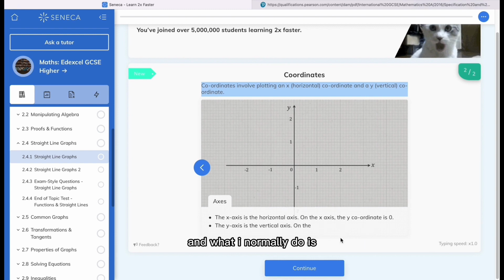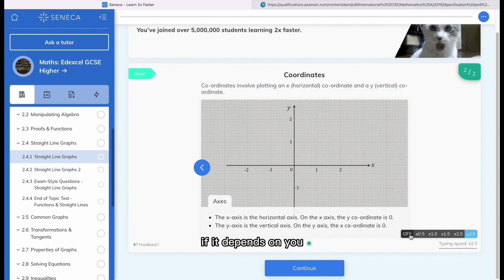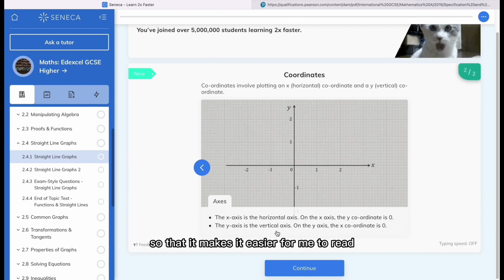And what I normally do is I do not like this typing speed, so I sometimes put it on 2.5, it depends on you, but I normally put it on off, so it comes straight away as this, which makes it easier for me to read, because everyone reads quicker than the speed at which it types. It's stating here the x-axis is the horizontal axis, the letter x, and the y-coordinate is 0. Since it is 0, we're not moving anywhere, we're staying right at the 0 of y.